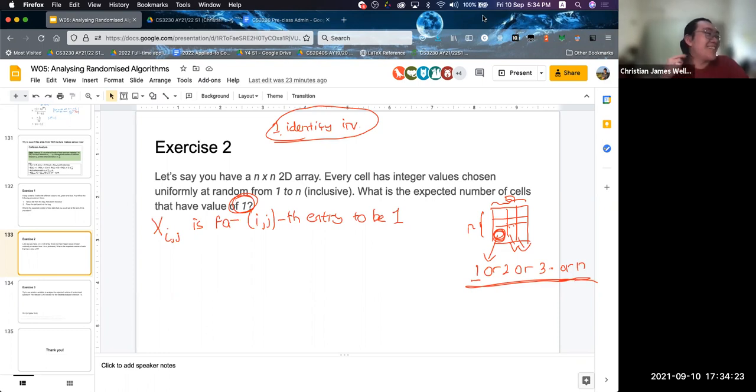Someone is suggesting changing the array to a Sudoku array so the probabilities are all different. I'll think about that, and if I can come up with a question, then I'll share. Okay, anyway, going on.